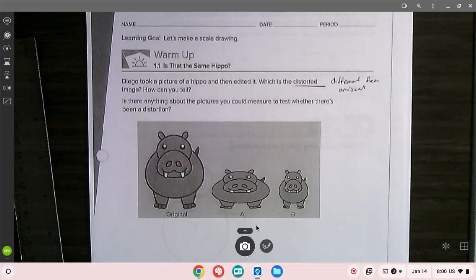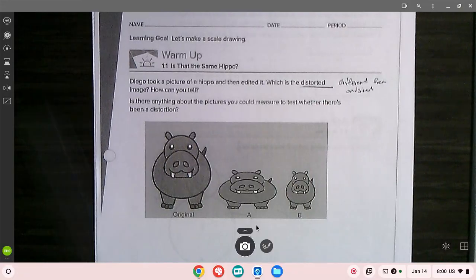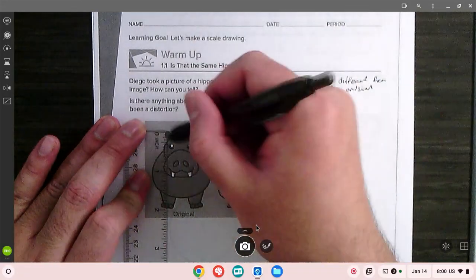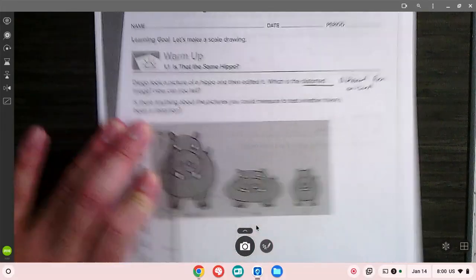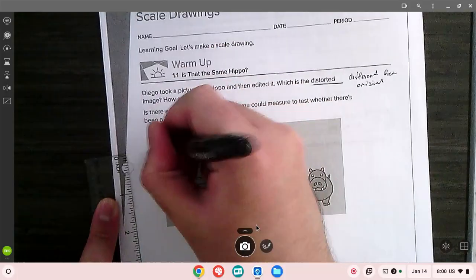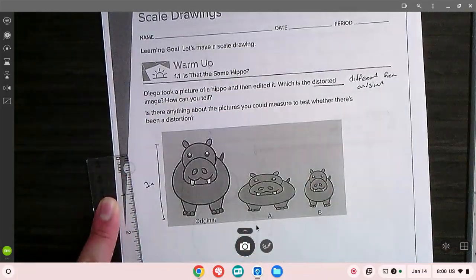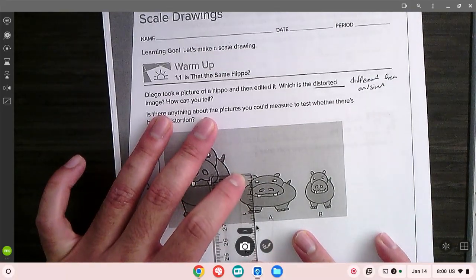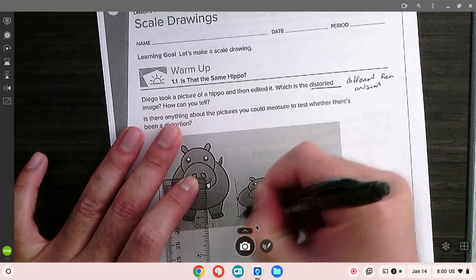What are we going to measure? The height. Okay, so let's measure the height of all of them. I'm going to measure from the ear to the middle toe. That's about 2 inches. So the height is about 2 inches for this first one. Same thing over here from the ear to the middle toe. This height is about 1 inch.